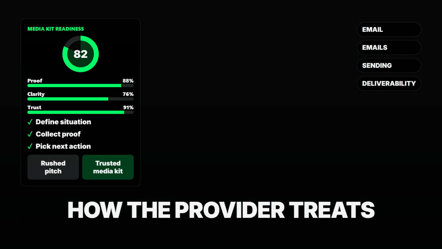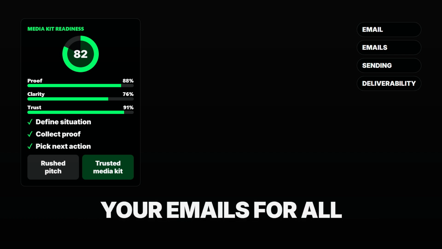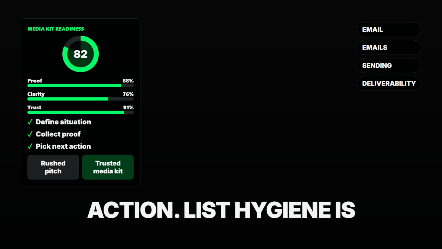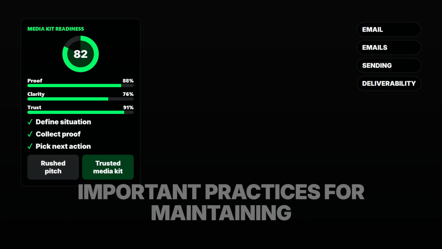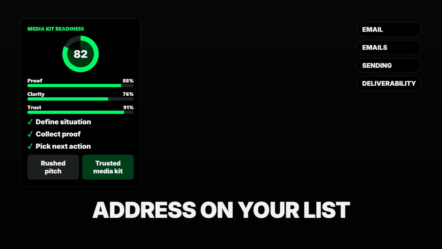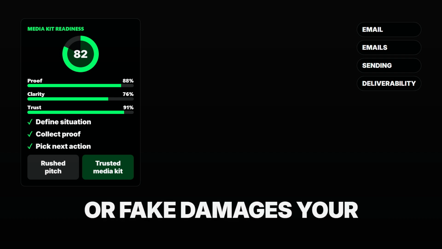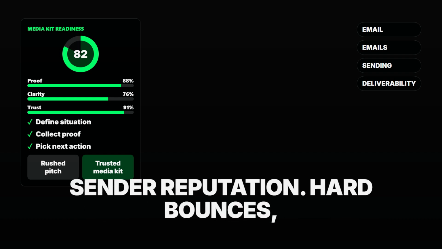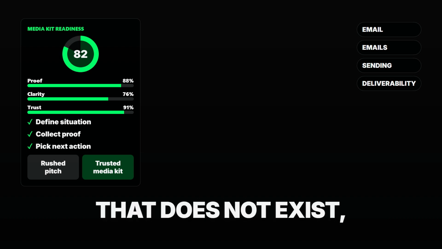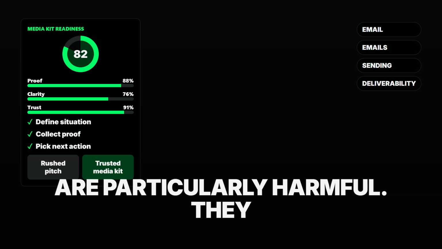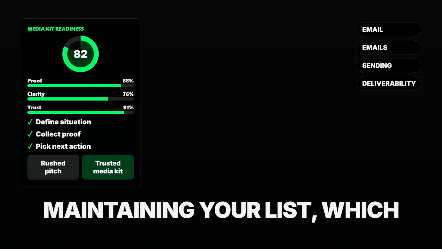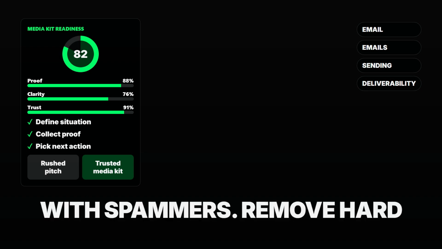List hygiene is one of the most important practices for maintaining good deliverability. Every email address on your list that is invalid, abandoned, or fake damages your sender reputation. Hard bounces, which occur when you send to an address that does not exist, are particularly harmful. They tell the receiving server that you are not maintaining your list, which is a signal associated with spammers. Remove hard bounces immediately and review soft bounces after several consecutive failures.